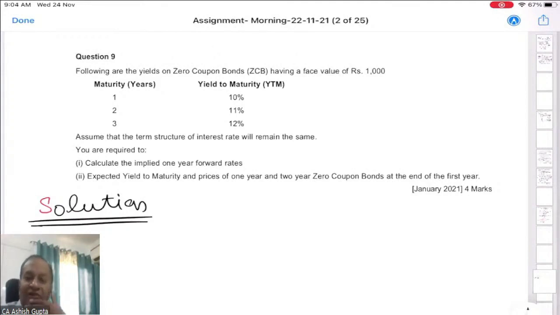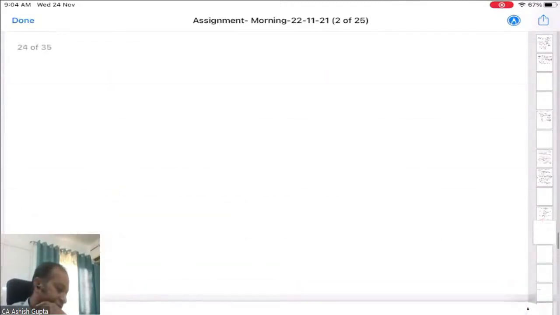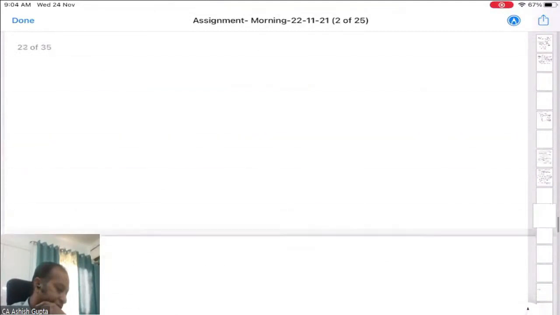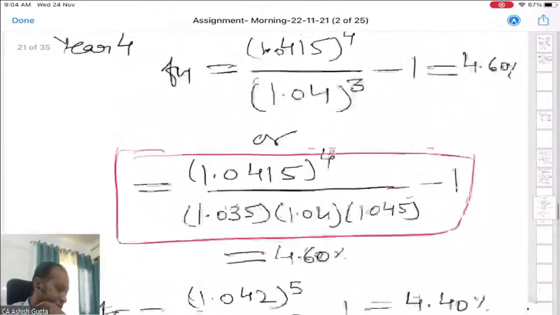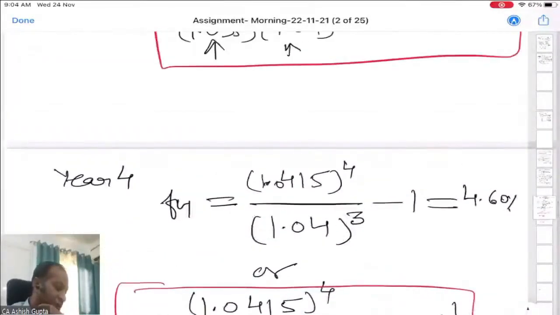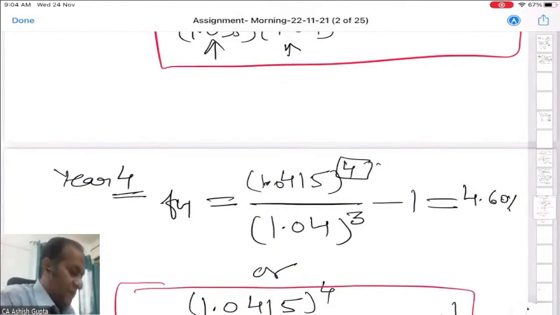Sir, what does this formula say, why do we take 4 years in the numerator? Because, I tell you, beta, if you are talking about the numerator, then it is for the 4th year. We are making the investment for the period of 4 years. See here, we are making investment for 4 years, that's why we are taking 4 years.